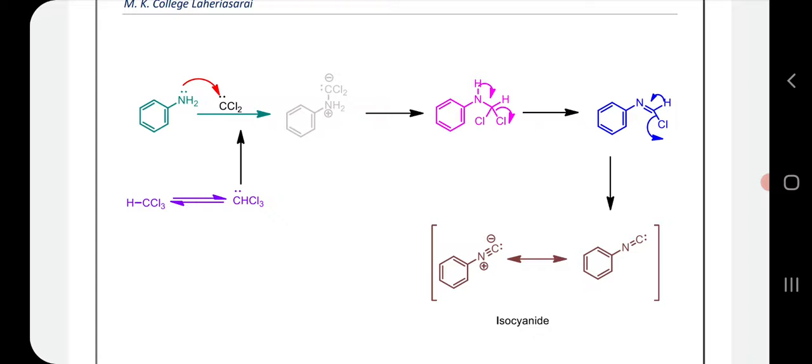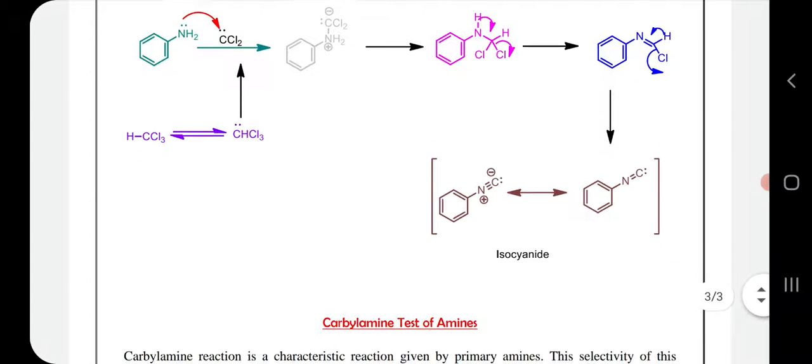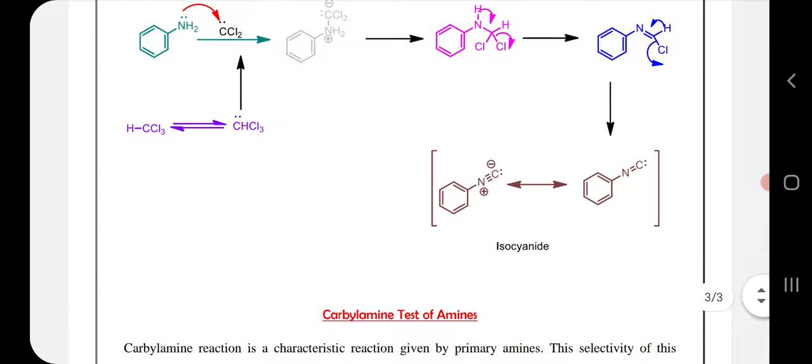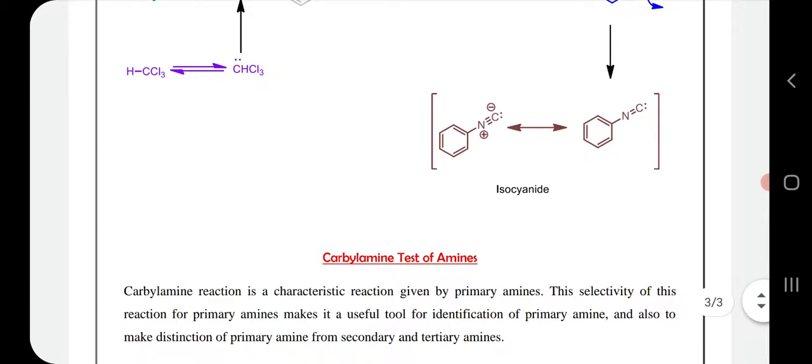And again from this intermediate one hydrogen chloride molecule is eliminated, which leads to the formation of isocyanide. Here you can see this isocyanide can exist as two resonating structures. They are shown here. In one structure we have the negative charge on the carbon and the positive charge on the nitrogen atom.